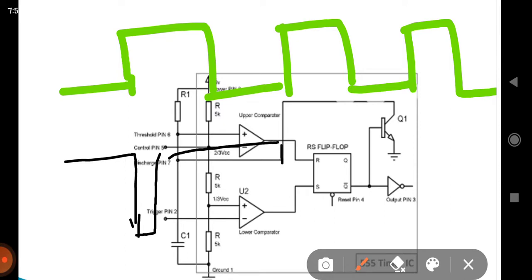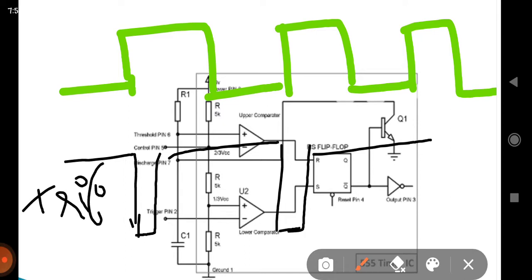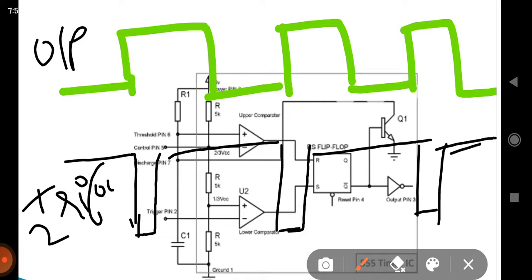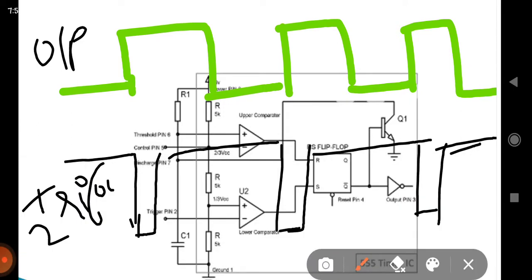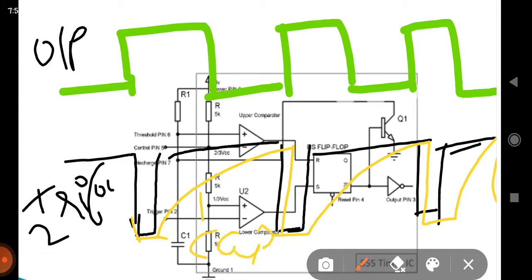Then it maintains constant, stable. This is a trigger at pin number 2. This is the output. This is a capacitor charging, maintains constant, charging. This is the condition of the charging discharging curve of the capacitor. This is a capacitor circuit.